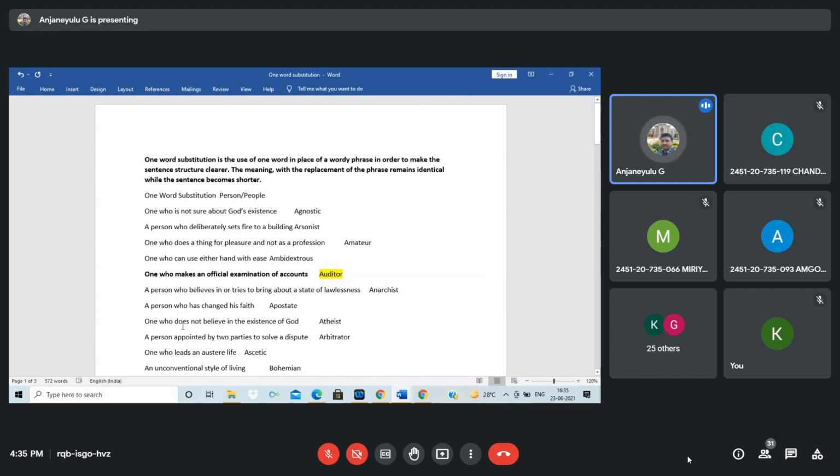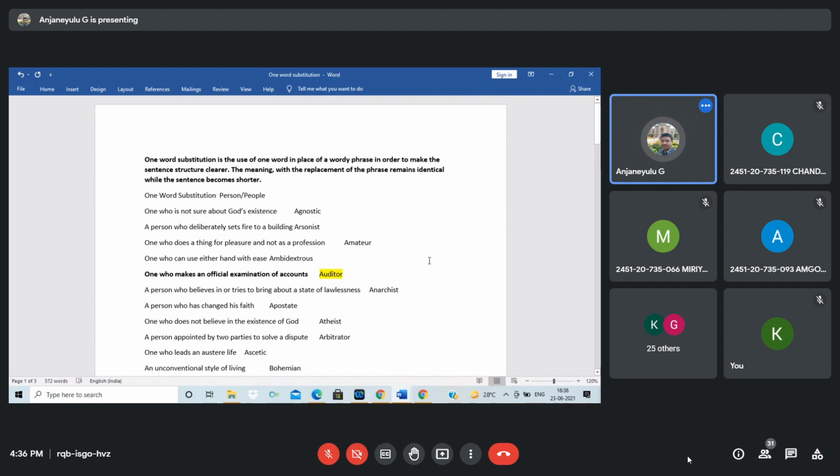So for example, if I say one who doesn't believe in the existence of God, atheist. What is the opposite of atheist? Theist. One who believes in God. Yes, believes in God. Theist. So such words we use as one word substitutes.